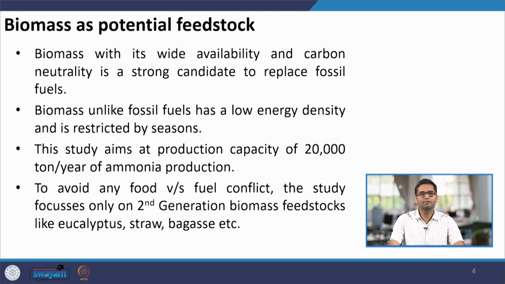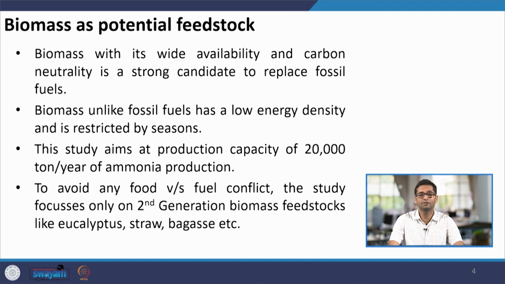Now, biomass, if I am using it as a potential feedstock, of course, appears to be greener, but since the production is quite spread out, we cannot have bigger scale plants. So, we have to reduce the scale. A conventional ammonia plant is at a scale of around 2000 tons per day, but that would not be possible for biomass. Further, biomass also has the food versus fuel conflict.